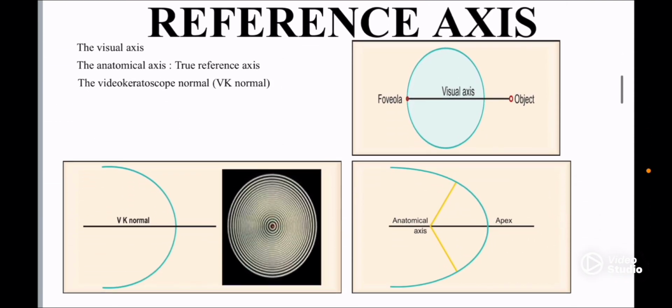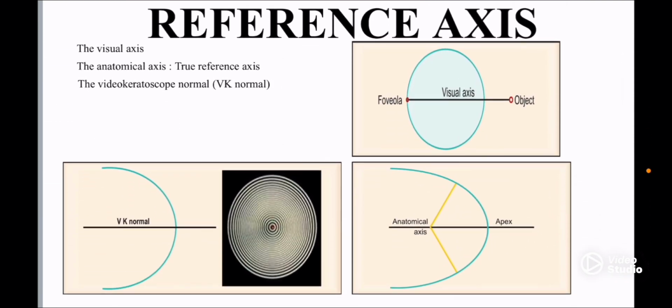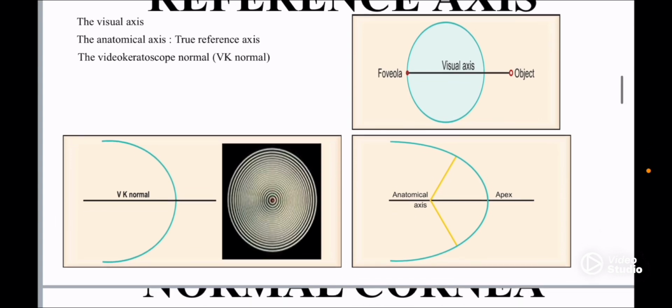Now coming to the reference axis. Basically there are three reference axes. Number one is the visual axis, as we discussed earlier, which connects the object to the fovea. Number two is the video keratoscope normal, which is also known as VK normal, as shown in the image. And number three is the anatomical axis. The anatomical axis is the true reference axis.